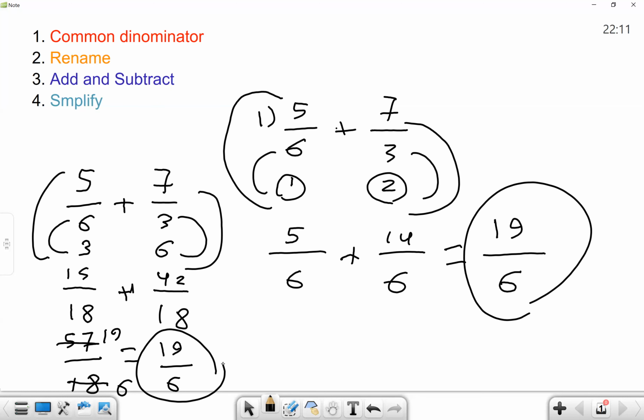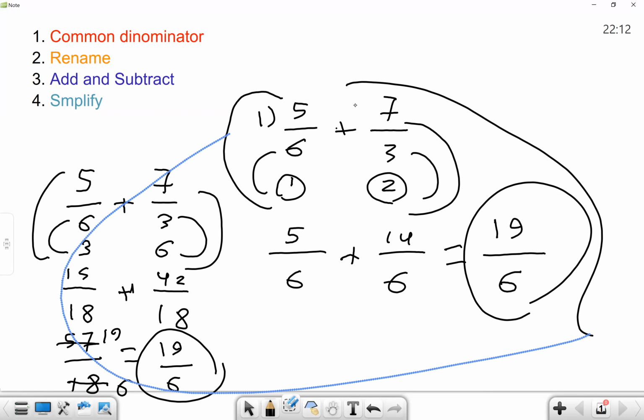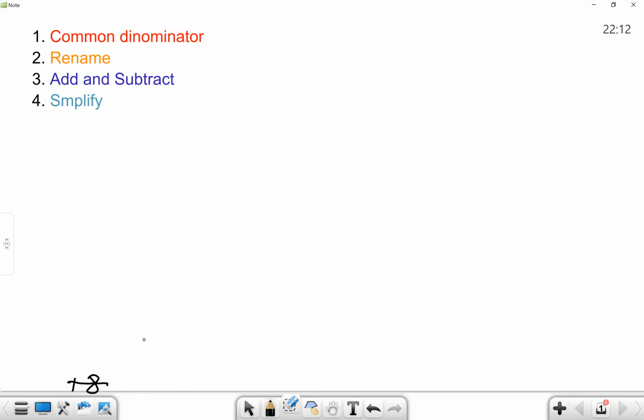And let's do the subtraction, guys. Let me clean the screen and the circle first. Now, 4 over 3 minus 5 over 6. And same steps, guys, for subtraction. Just instead of addition, we're going to do subtraction.